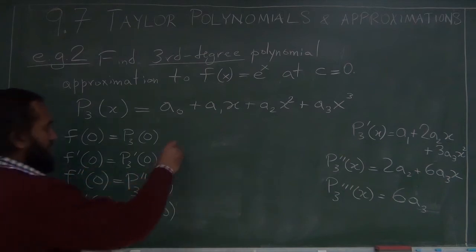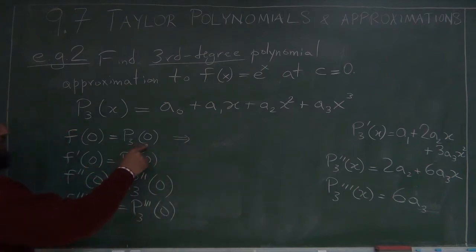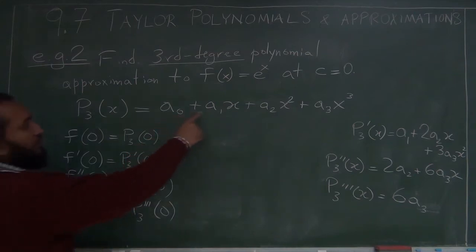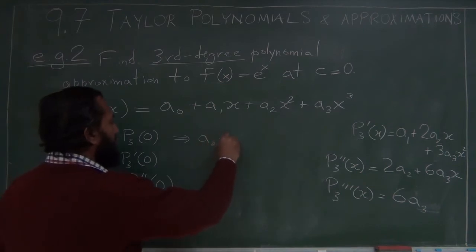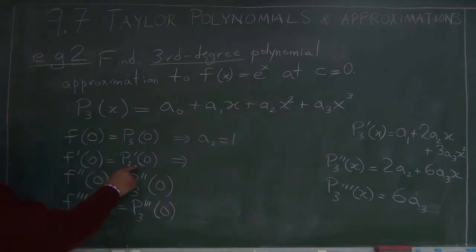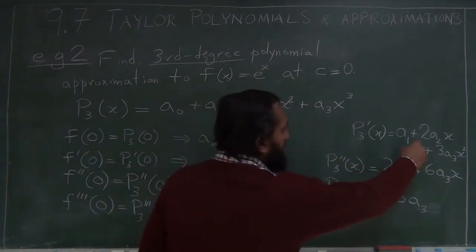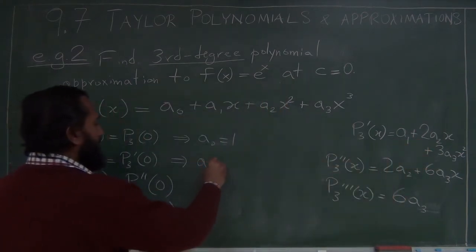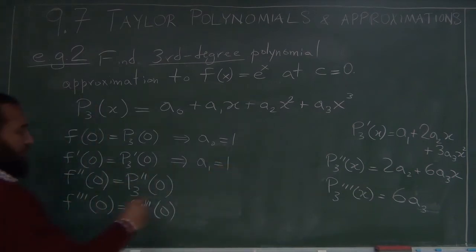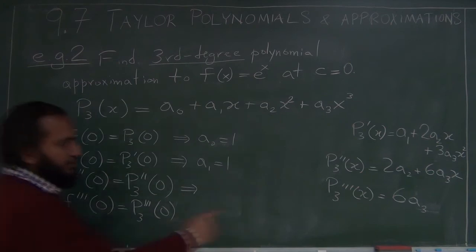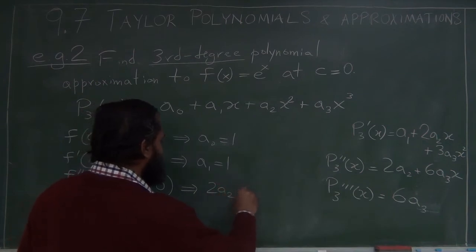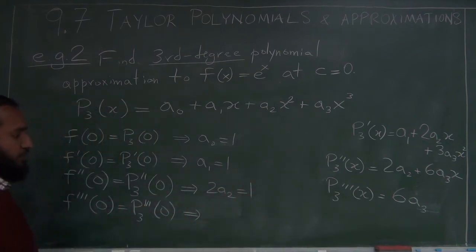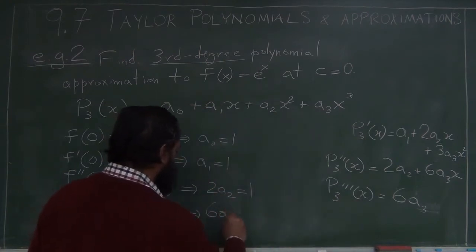So let's plug these in. If I plug 0 into p3, I get just a naught, and all of these equal 1, because e to the x at 0 is 1. So a naught equals 1. Plugging 0 into the first derivative, I only get a1, so a1 also equals 1. For the second derivative, plugging 0 in, I get 2a2, so 2a2 equals 1. And the last one, 6a3 equals 1.